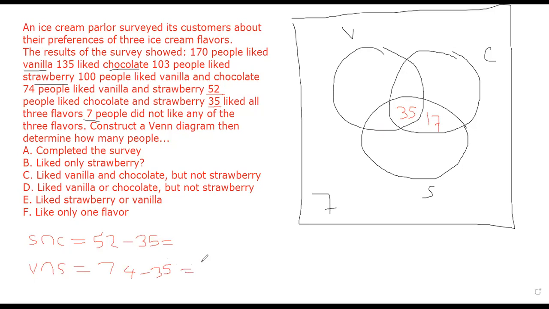It's 39, right? So we're going to put our 39 here. Here we had a 17. All right, then we go to where? We go to vanilla and chocolate. Had how much? Vanilla intersection chocolate. We had 100.